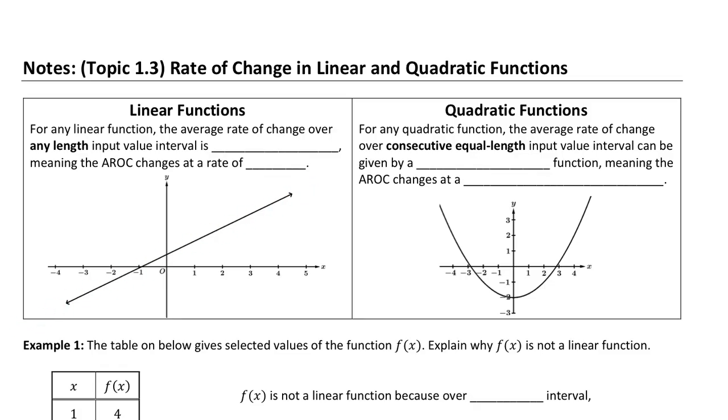For any linear function, the average rate of change over any length input value interval is constant, which is why it makes this same shape. When you answered questions in Algebra 1 about a linear function, you were like, what's the slope? And you're like, 4. Rise 4, run 1. You did that the whole time. Meaning that the average rate of change has a changing rate of 0. It doesn't change. It's the same the whole time.